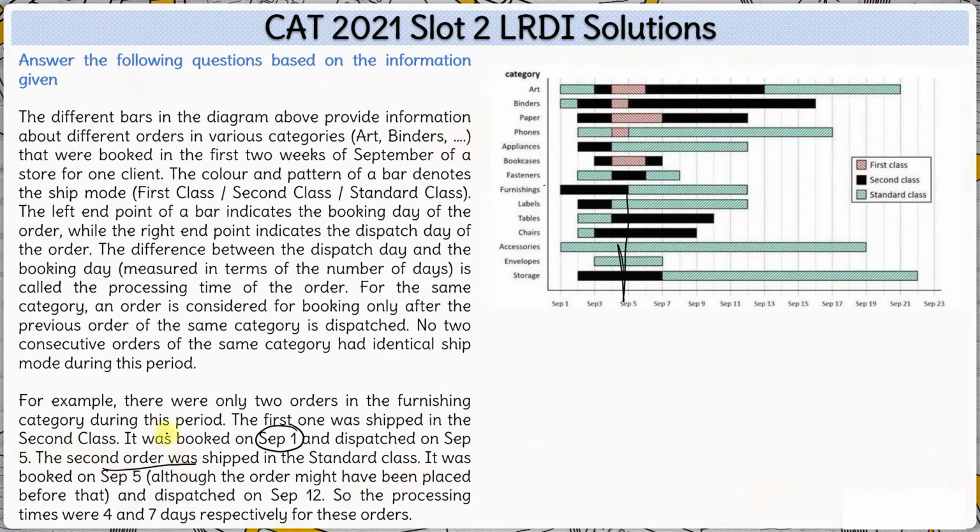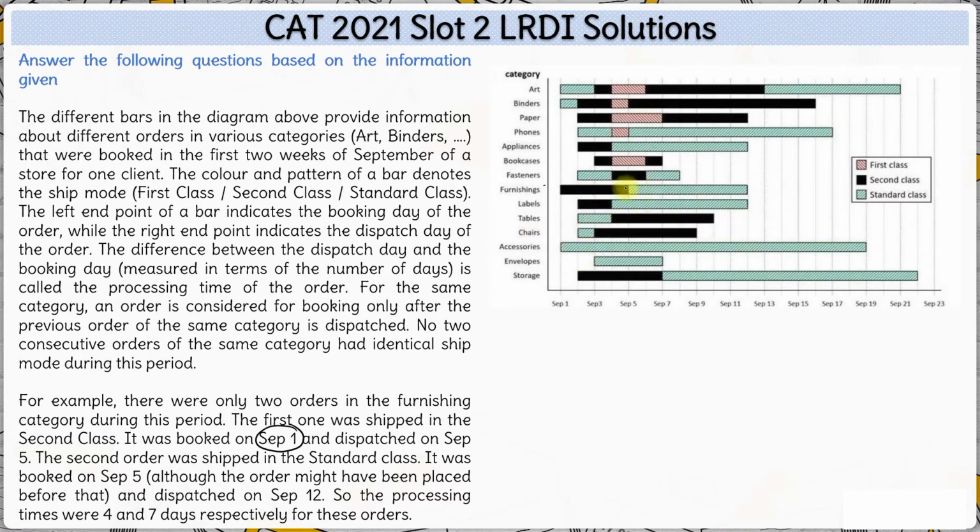Now, as soon as the first order was dispatched, the second order was booked on September 5. The second order was from standard class. This is the one, right? And it was dispatched on September 12. So, from September 5 till September 12, the total processing time for the second order was 12 minus 5, 7 days. Similarly, the processing time for the first order was 2 days.